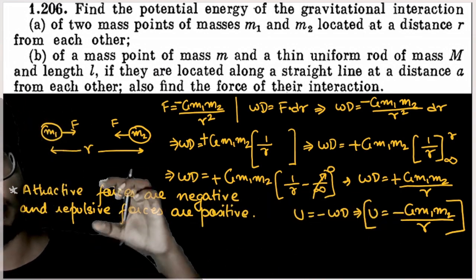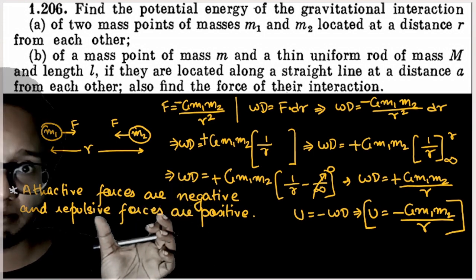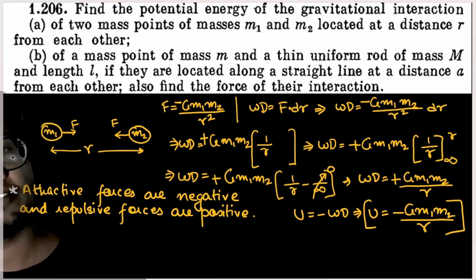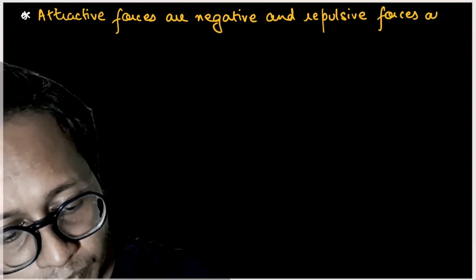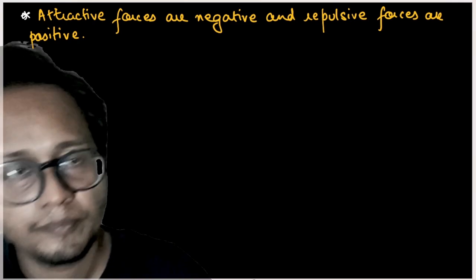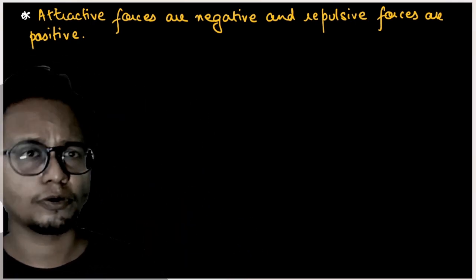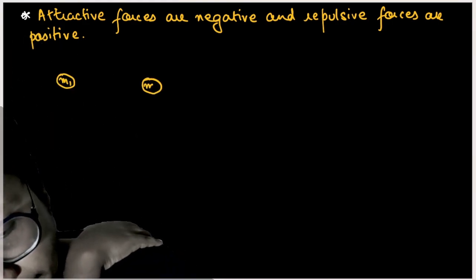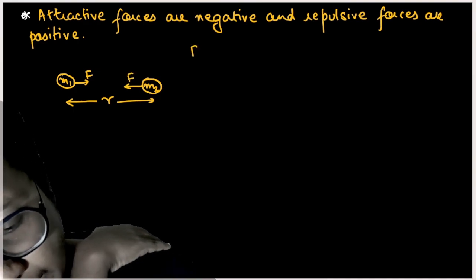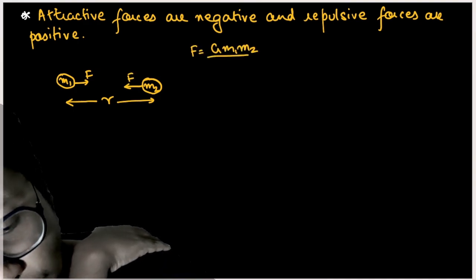Now I'm trying to demonstrate the logical conclusion behind this sentence: attractive forces are negative and repulsive forces are positive, in the case of non-contact forces. The logic behind this statement is this. This is mass m1, this is mass m2, and this is the separation between them. If you observe the force F here, F is equal to G m1 m2 by r square, isn't it?